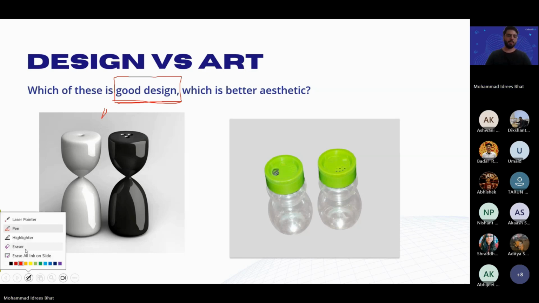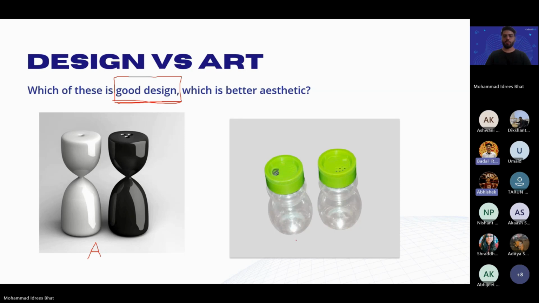Yes. I think B is a good design. A is better in aesthetics. Okay. Which one will you choose, B out of these two? B, sir. Okay. We have one vote for B. What about you? Which one will you choose? Ashwini will choose the first one because it's more aesthetic and the colors are also good, which makes things easy to use.